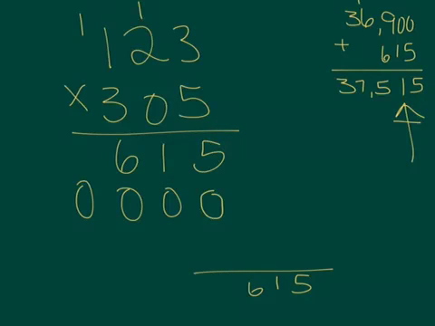Finally, we need to look at the last place value in 305, which is my 3. The 3 is in the hundreds spot, meaning that I need 2 zeros as my placeholder before I can start multiplying my number. First up is 3 times 3, 9. 3 times 2, 6. And finally, 3 times 1, 3.